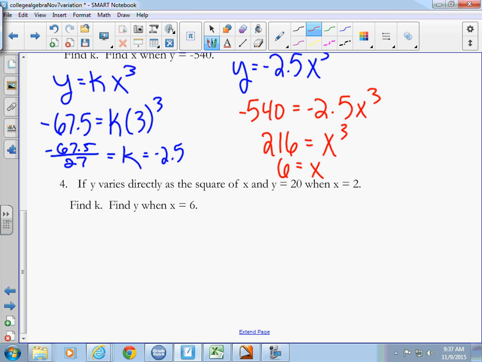If y varies directly as the square of x, okay, how is that one going to be set up? Y equals k times x squared. Does everyone kind of get the gist of this? K times whatever you're varying directly with. Y equals 20 when x is 2. Am I going too fast? A little bit, yes.